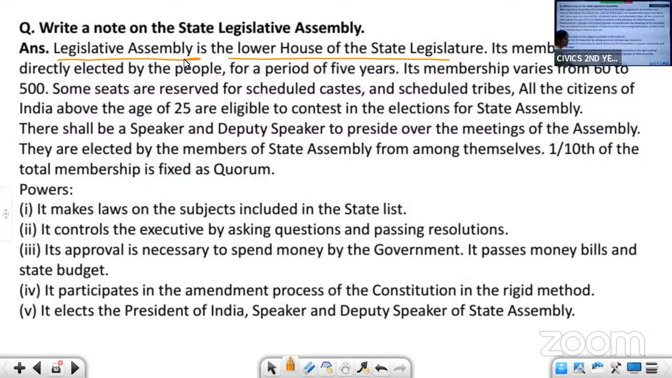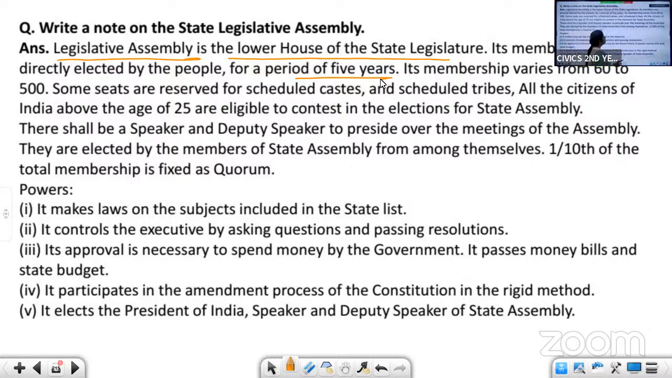So how are the members elected to the state legislature? The members of the state legislative assembly are directly elected by the people for a period of 5 years. They are elected by the people of that particular state. For Lok Sabha, the people of the whole country are voting. But for the legislative assembly of a particular state, the people of that state will vote. And it is for a period of 5 years.